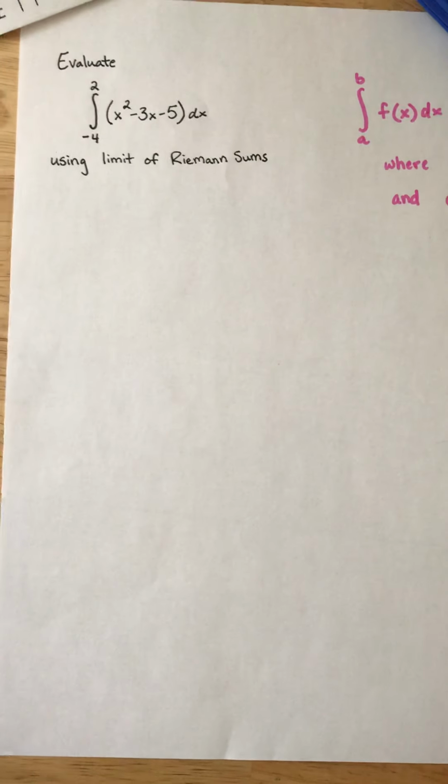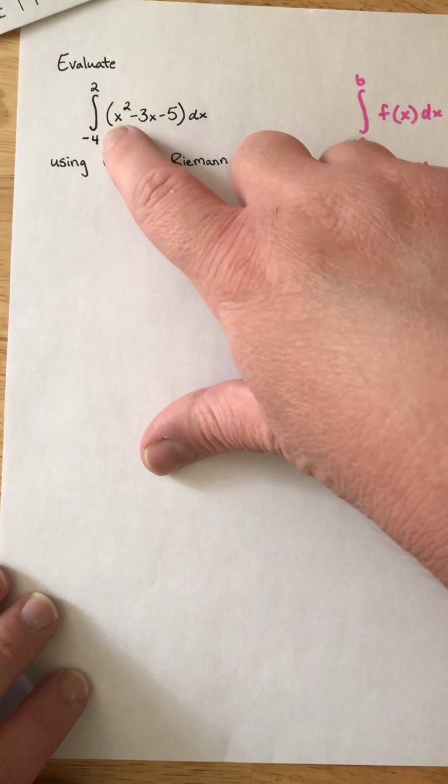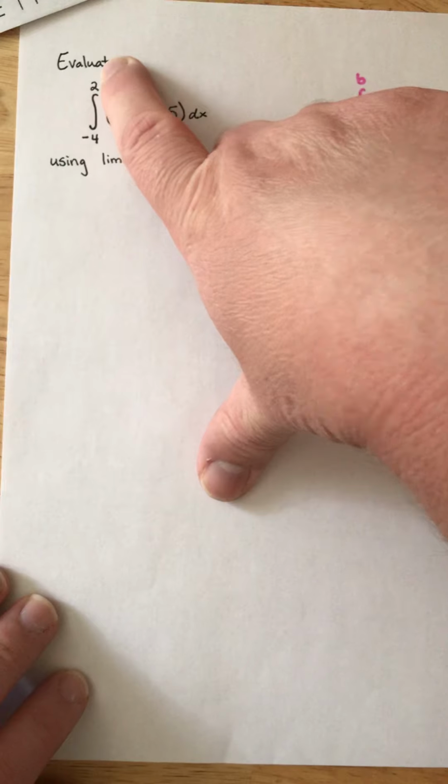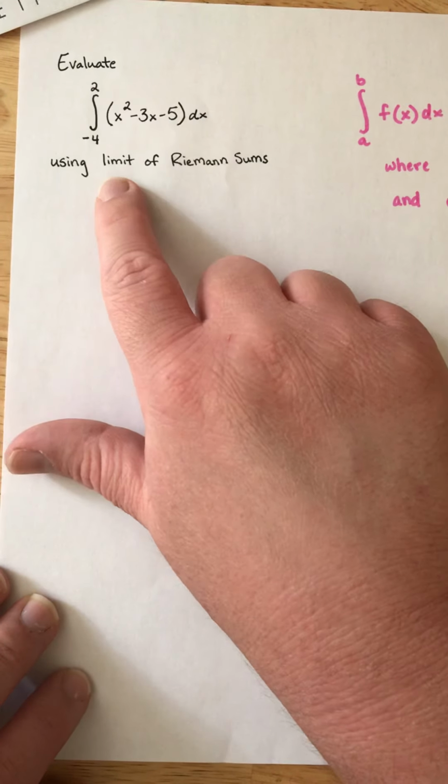All right, this is going to be the last example I have for this lesson, so here's what we're going to do. We're going to evaluate this definite integral, the definite integral from -4 to 2 of x squared minus 3x minus 5 dx using the limit of Riemann sums.